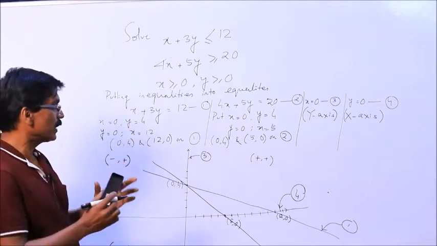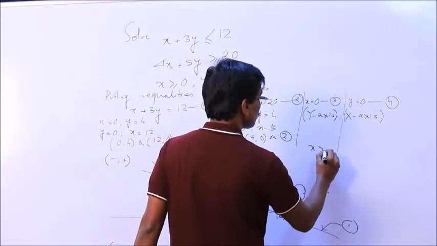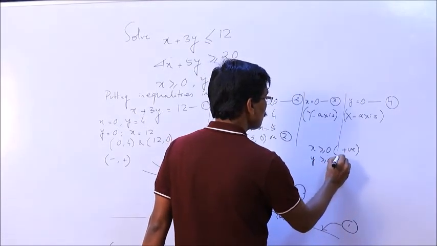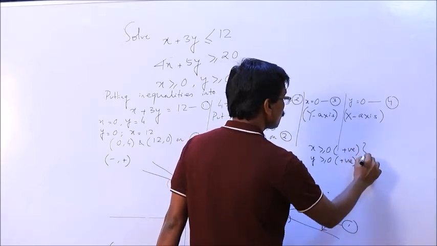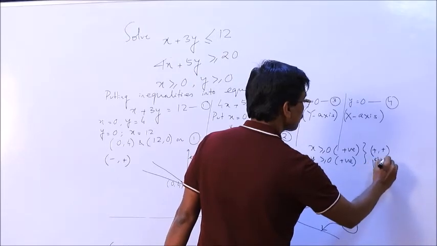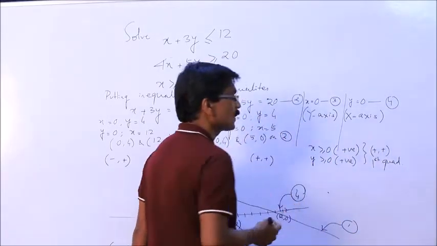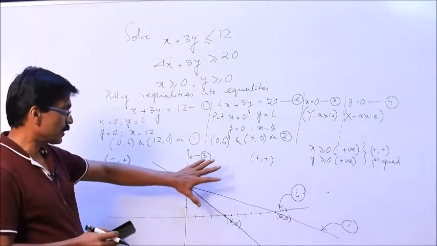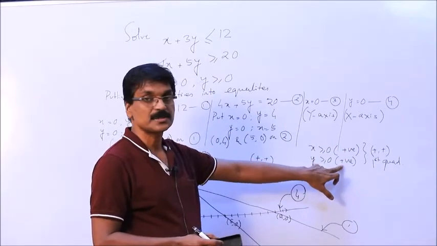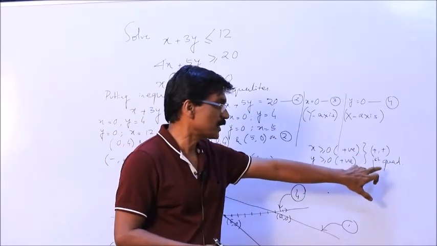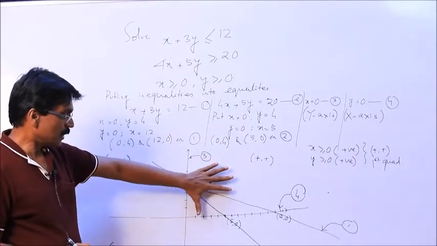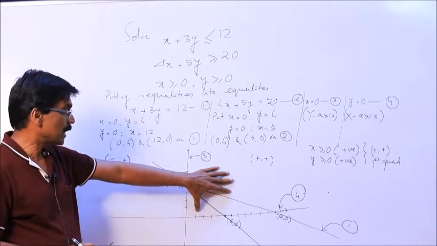So, x greater than or equal to 0, that is positive, and y greater than or equal to 0 is positive. So, these two combined represent positive positive, which means it is the first quadrant. So, we concentrate the graph on the first quadrant only, because x positive, y positive lies in the first quadrant.